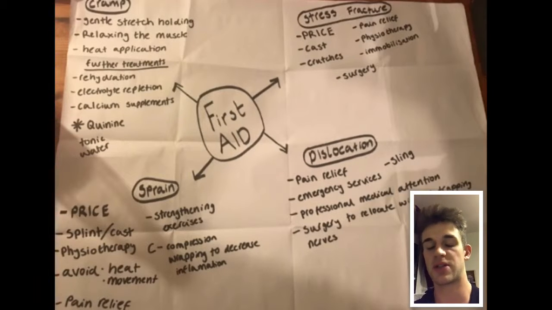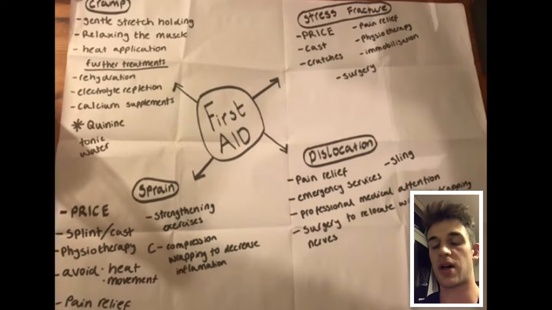So first of all, you would protect the area. You would rest the area. You would ice the area, but you wouldn't apply any compression because this could actually make the injury worse. And you would also elevate it. You would also give them some pain relief through the form of paracetamol, ibuprofen, or an equivalent.